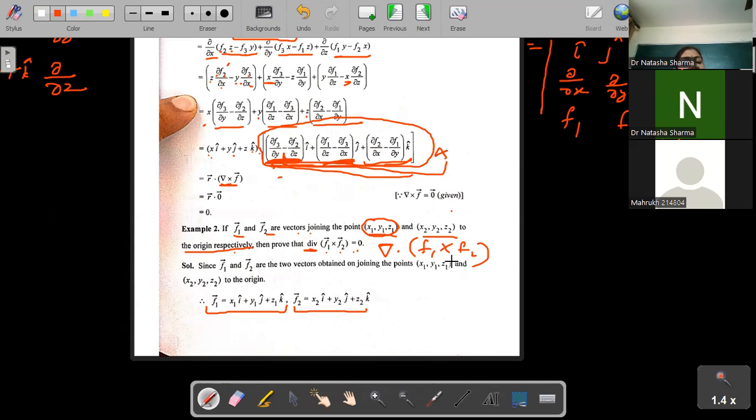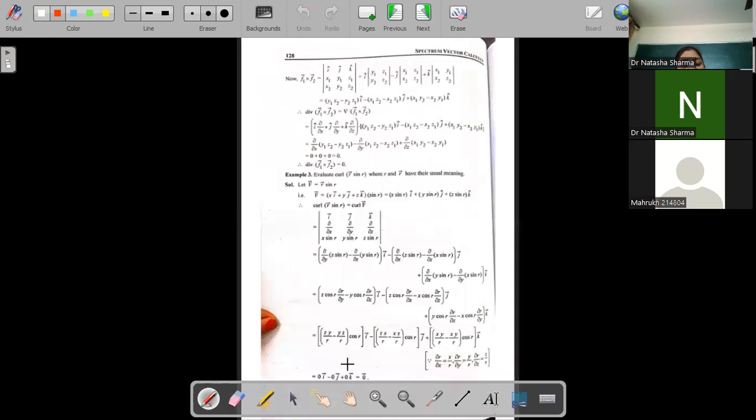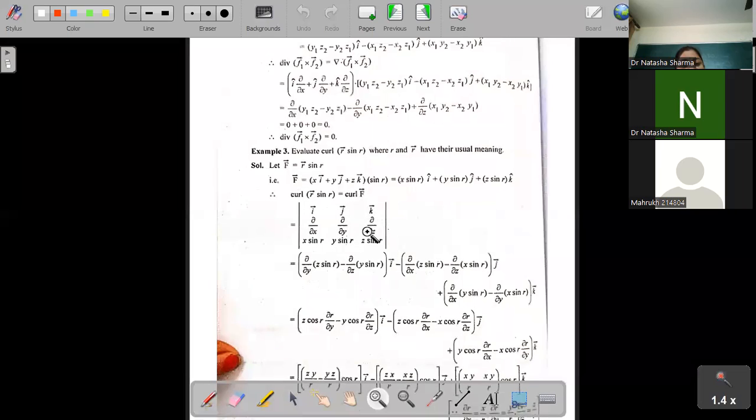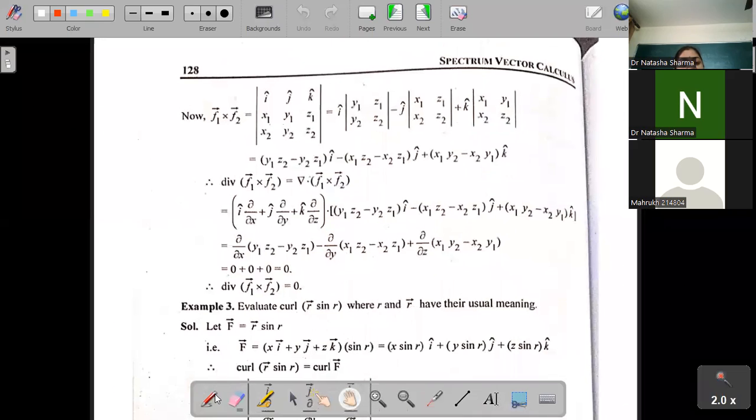So the question will be, first we will calculate f1 cross f2. So the cross product of these vectors, first we will calculate. Is it fine, बच्चे? Yes, ma'am. So moment you will calculate the cross product, you see this is i j k, x1 y1 z1, x2 y2 z2. So when you open this, y1 z2 minus z1 y2 is the i cap, similarly j cap, k cap.